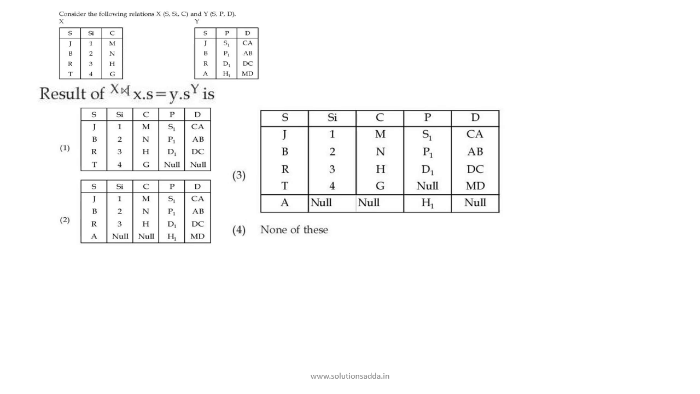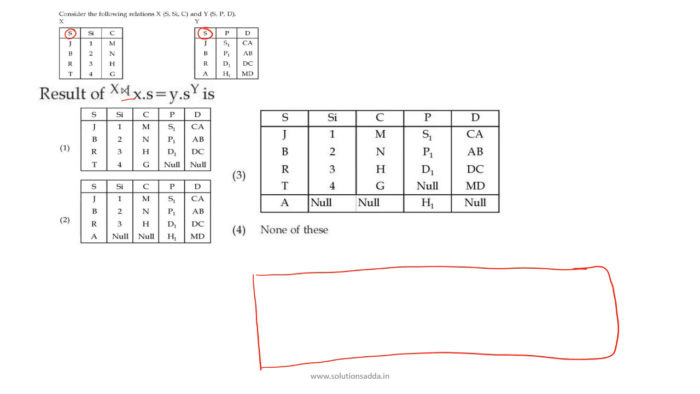Next is question number 3. Here this stands for right outer join. With right outer join, let's see how we can solve it. So we are mapping it with S and S here. So let's draw the table first. This will be the basic table. S will be definitely there. Then SI will be there, C will be there, P will be there, and D will be there.